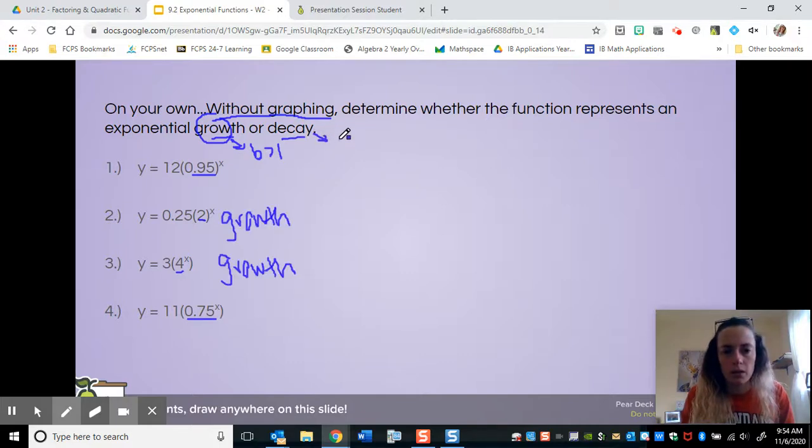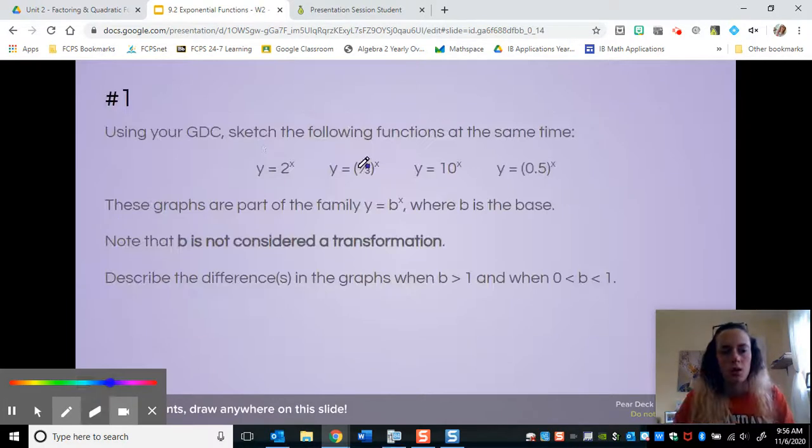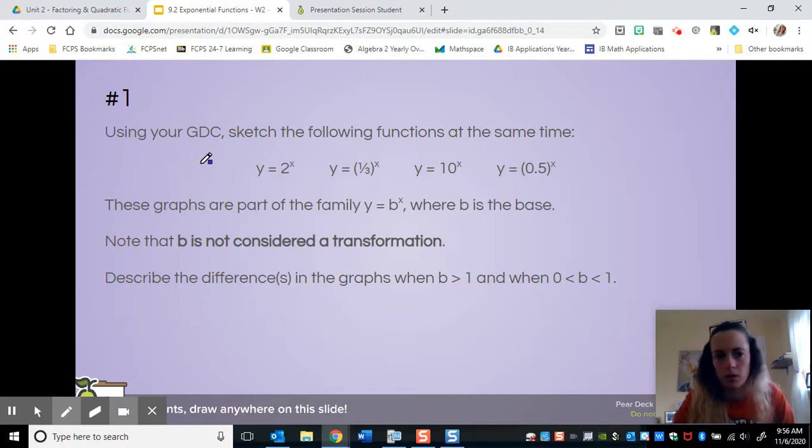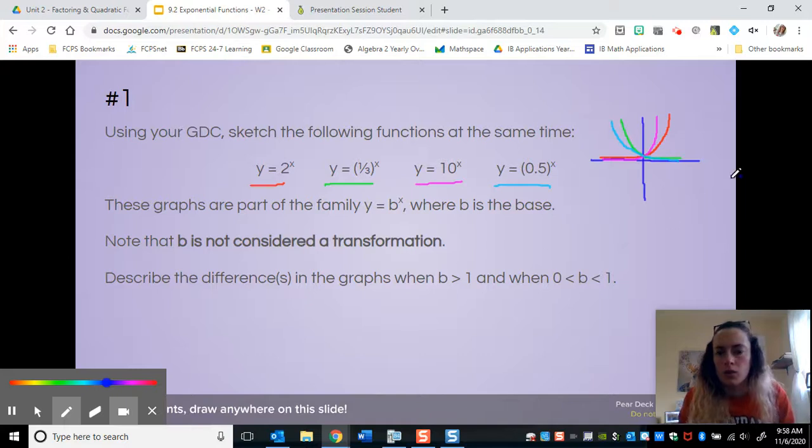Versus a decay is when b is between 0 and 1. So if I look at number 1 and if I look at number 4, both of those have decimals that are between 0 and 1. So these are both decays. All right, so on this slide, we're asked to use our GDC, aka our calculator, to sketch all 4 graphs at the same time. And if you do that, you get something that looks like this, and I tried to color code.